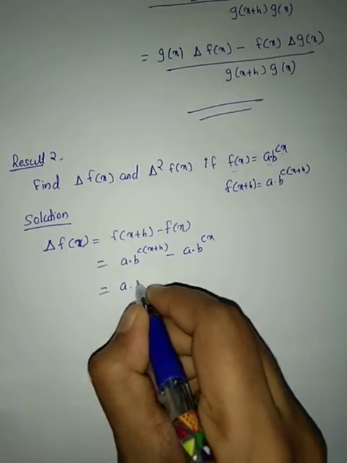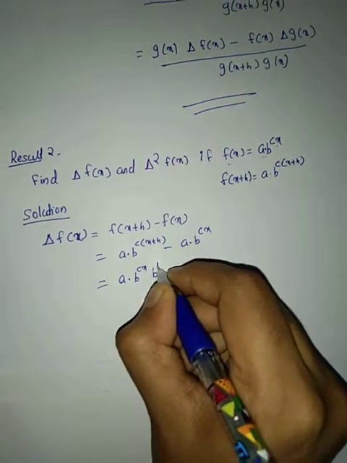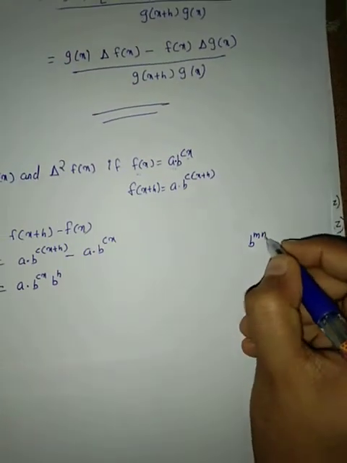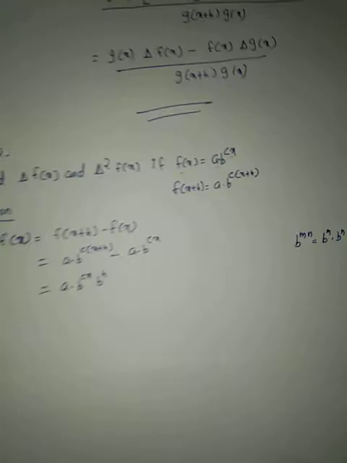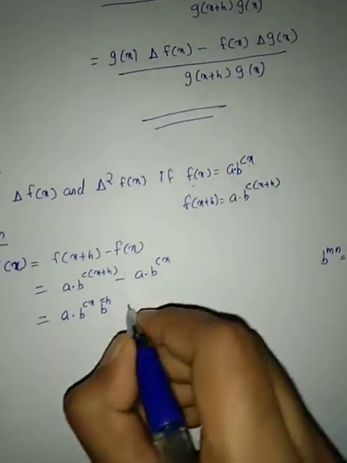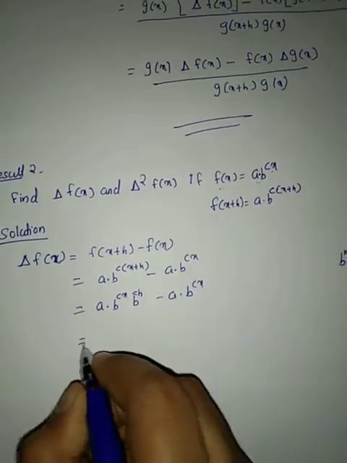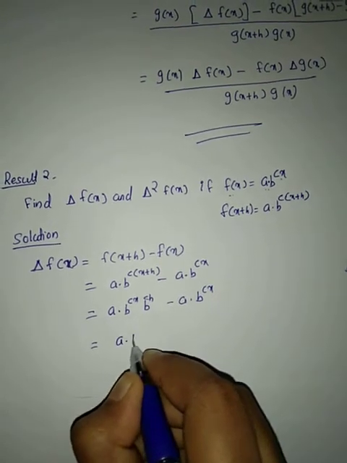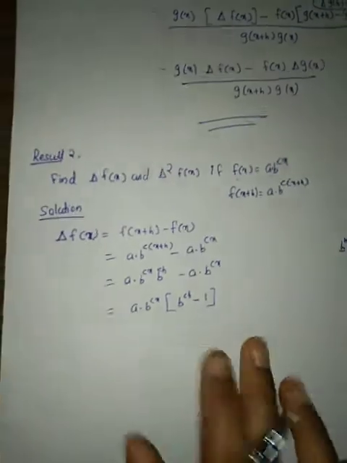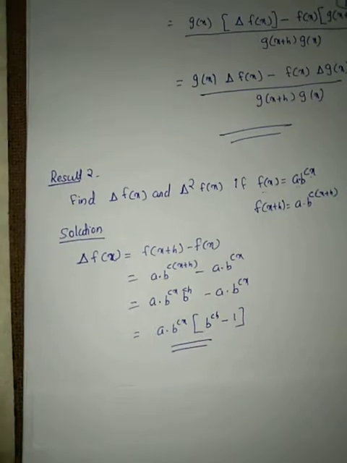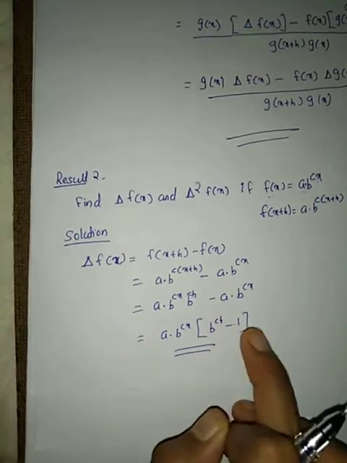Then here a into b raised to cx into b raised to ch. That is, b raised to m plus n can be written as b raised to m into b raised to n. So a b raised to cx into b raised to ch minus a b raised to cx. Here a b raised to cx is common. Then b raised to ch minus 1. So delta f of x equal to a into b raised to cx into b raised to ch minus 1.